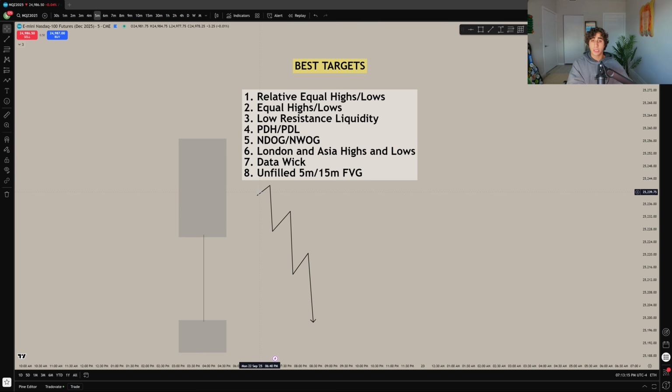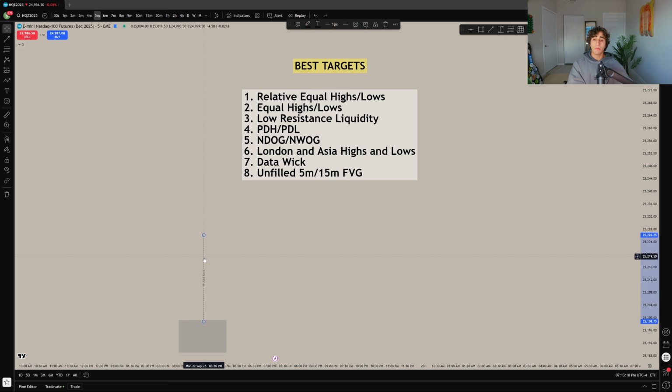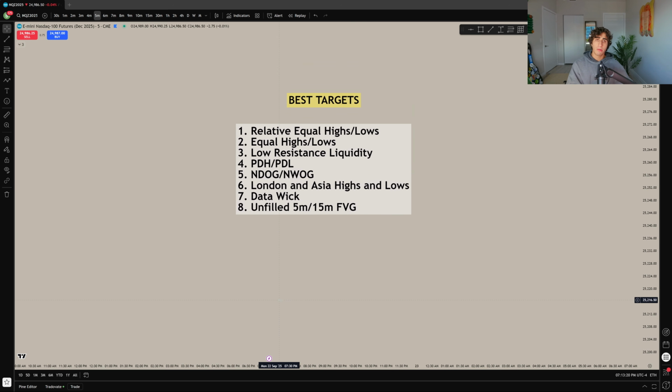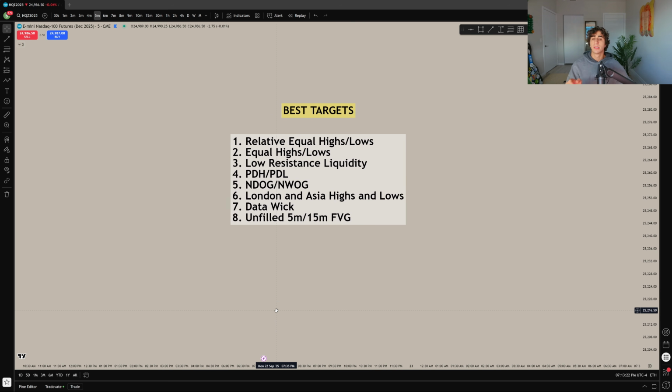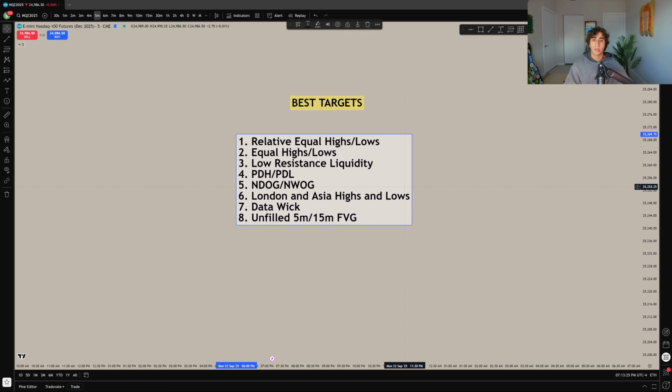Next up is London and Asia session highs and lows. Again, I went over that in the rejection area, right? So again, the same way we can see price reject off these levels, it's also a great target to be targeting London and Asia highs and lows.